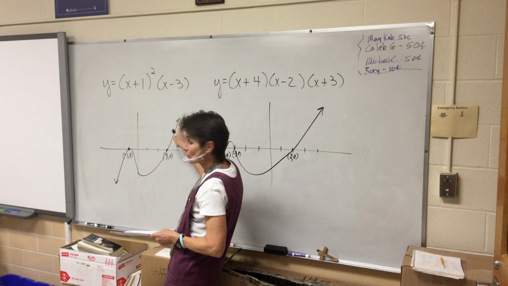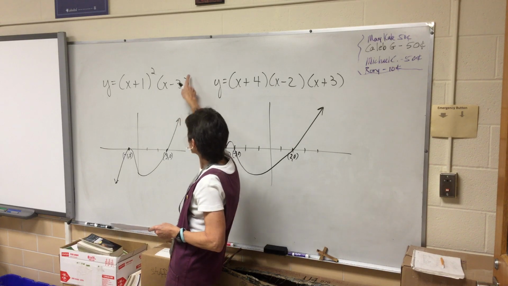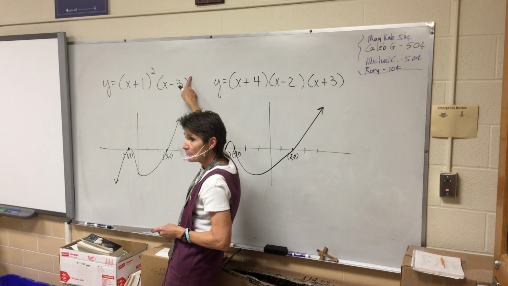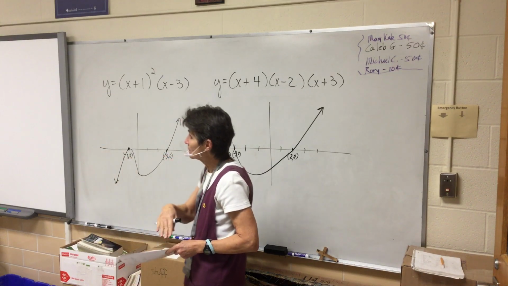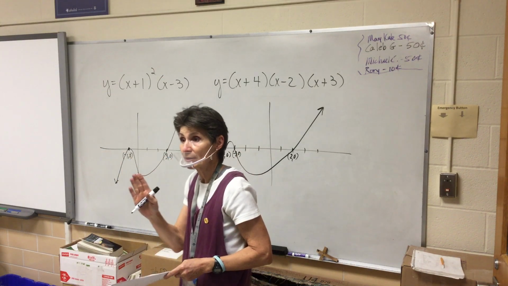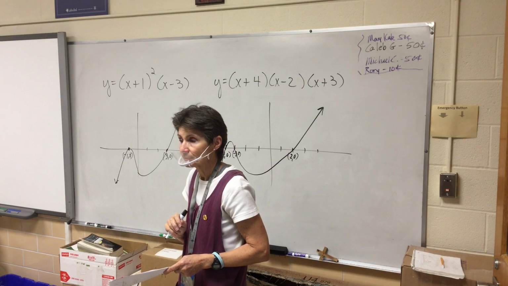And that one goes straight through because it does not have a square. And if they don't have a squared, they go straight through. If they do have a squared, they bounce off.